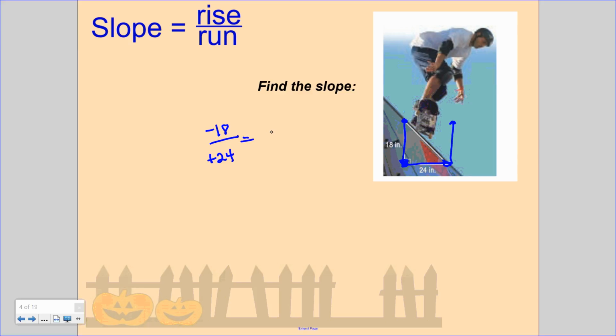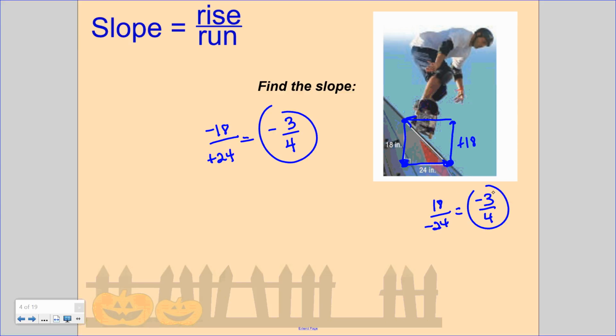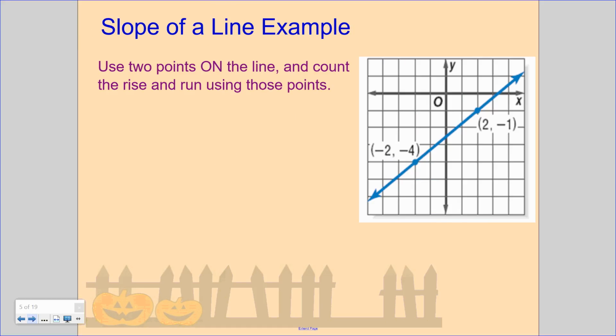So this slope is negative, and 18 and 24 both divide and simplify. We can divide them each by 6, giving us 3/4. So this has a slope of negative 3/4. Again, if you chose to rise first, starting at this point, you would rise up 18, positive 18, and left 24, negative 24, still reducing to a slope of negative 3/4. So no matter which way you start, we're getting the same slope.